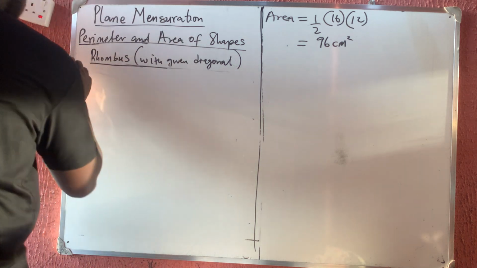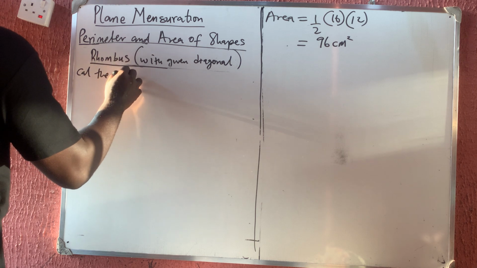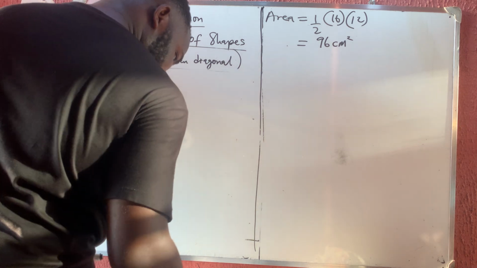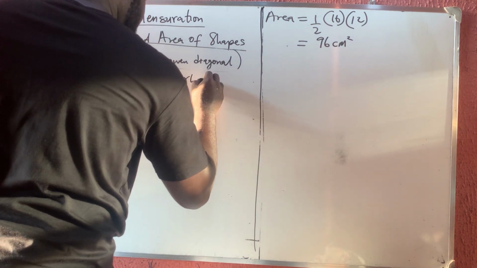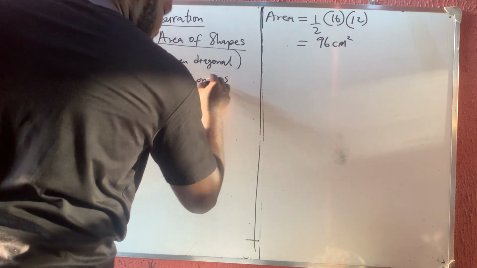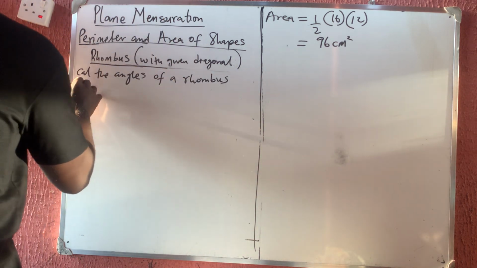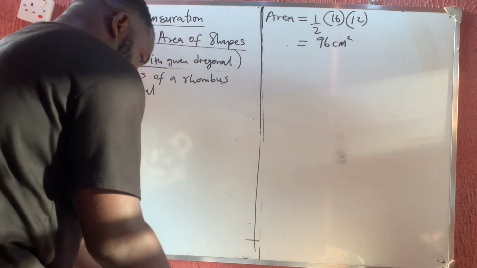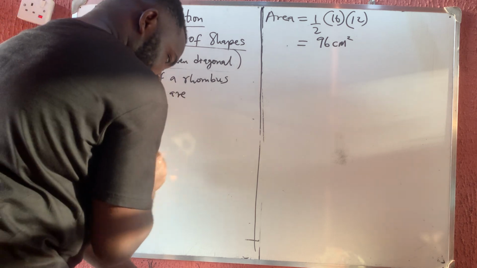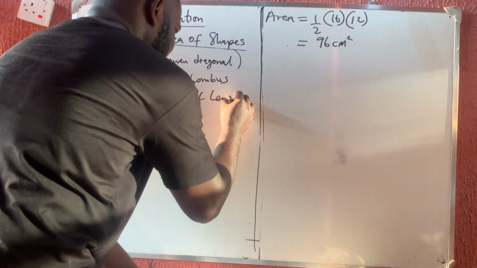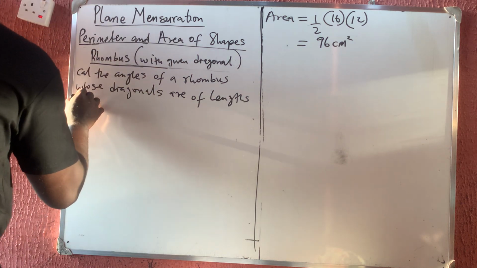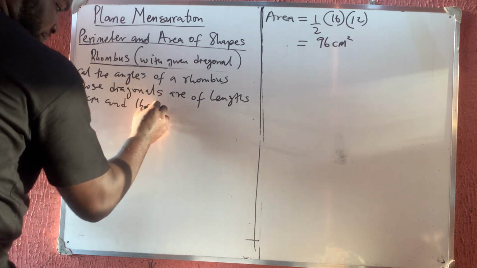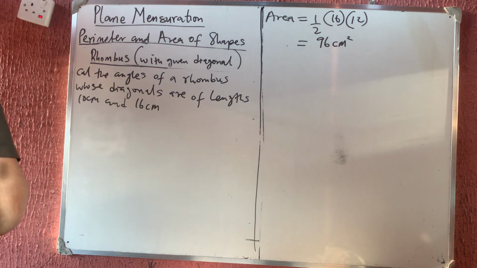The next question says we should calculate the angles of a rhombus whose diagonals are of length 10 cm and 16 cm. Okay, now what do we do?